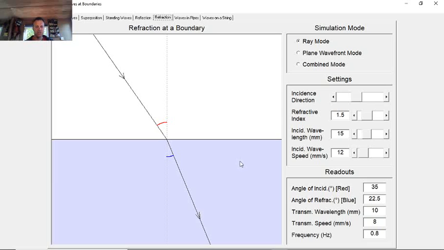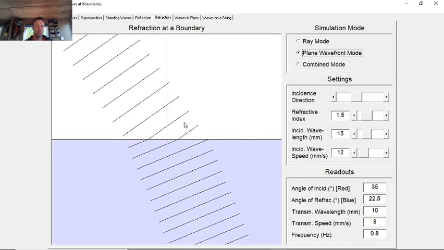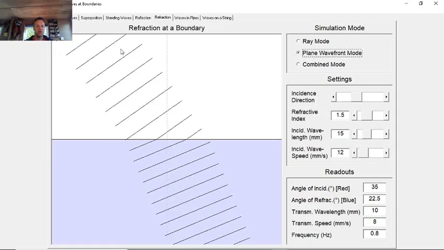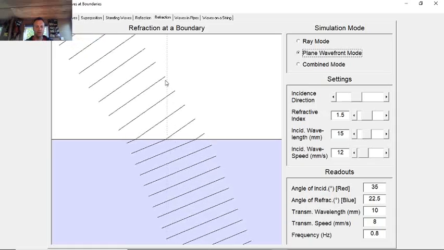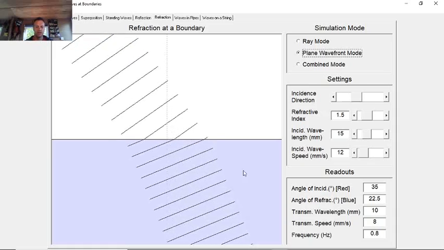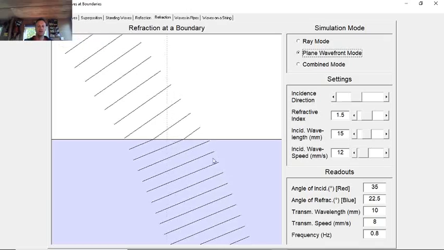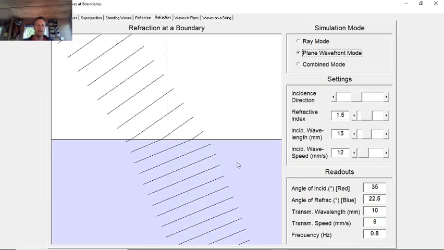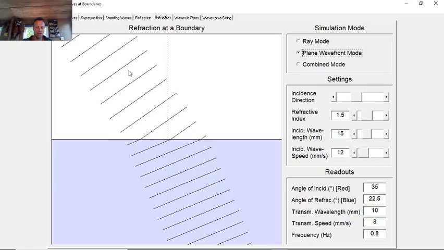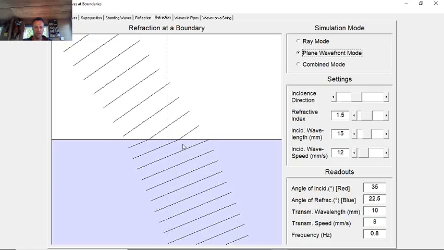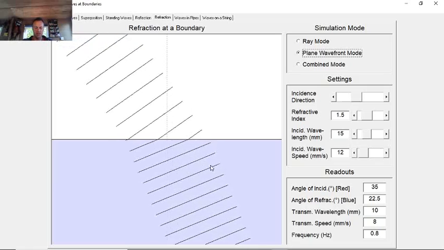Now, as I mentioned before, we can model light waves on water waves. So here are the peaks and troughs of the waves coming along here. Here they're travelling through air, and now they're going into glass. If you look very carefully, you can see the waves travelling along here slow down as they go from air into glass.